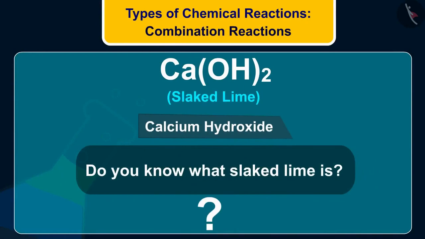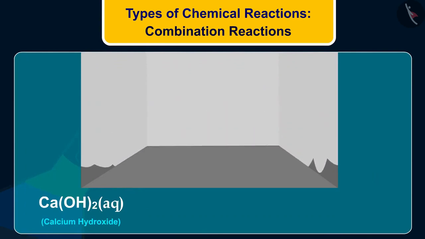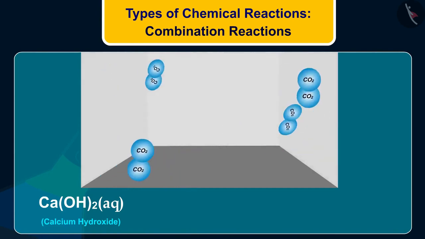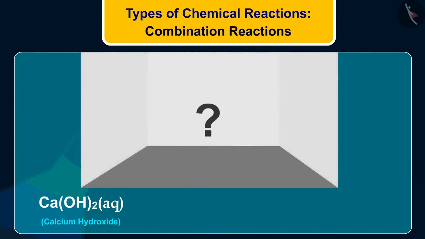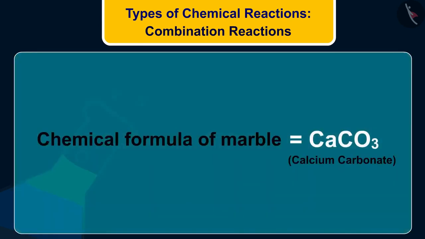Friends, do you know what slaked lime is? Slaked lime is calcium hydroxide, Ca(OH)2, and it is used for whitewashing the walls. And after 2-3 days, you would have observed white shining finish on the walls. Do you know what it is? It is because slaked lime reacts with carbon dioxide, CO2, from the atmosphere and forms calcium carbonate. And this makes the walls shine. The chemical formula of marble is also CaCO3.